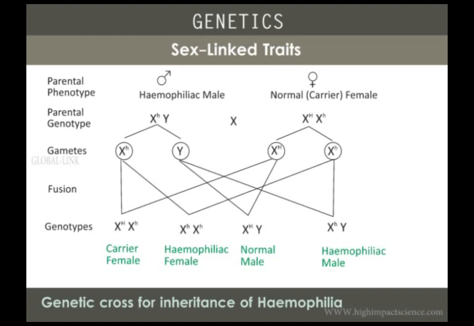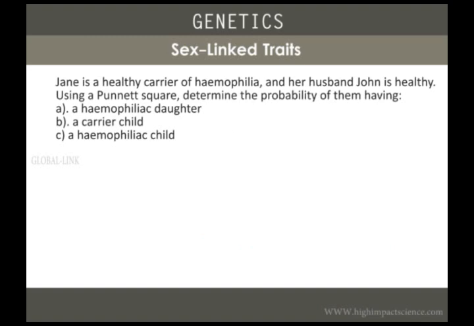Let's take an example. Jane is a healthy carrier of hemophilia and her husband John is healthy. Using a Punnett square, determine the probability of them having A, a hemophiliac daughter, B, a carrier child, and C, a hemophiliac child.